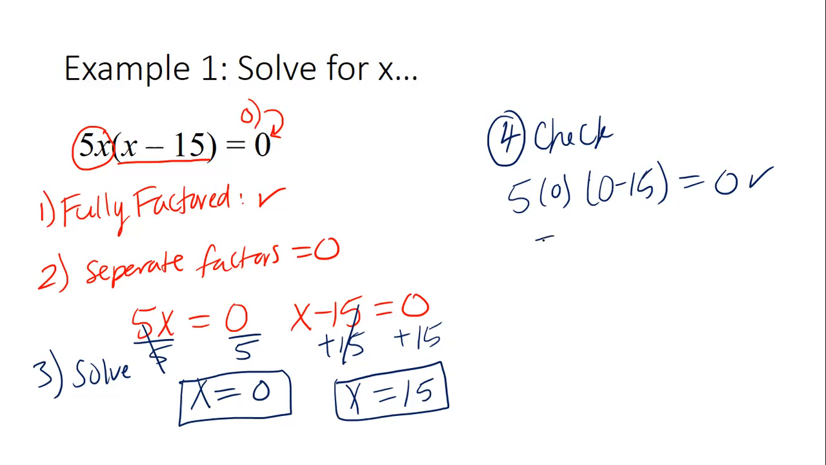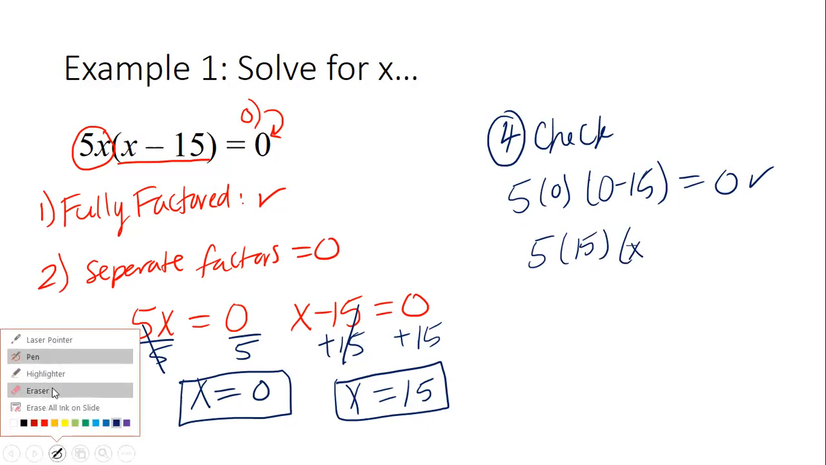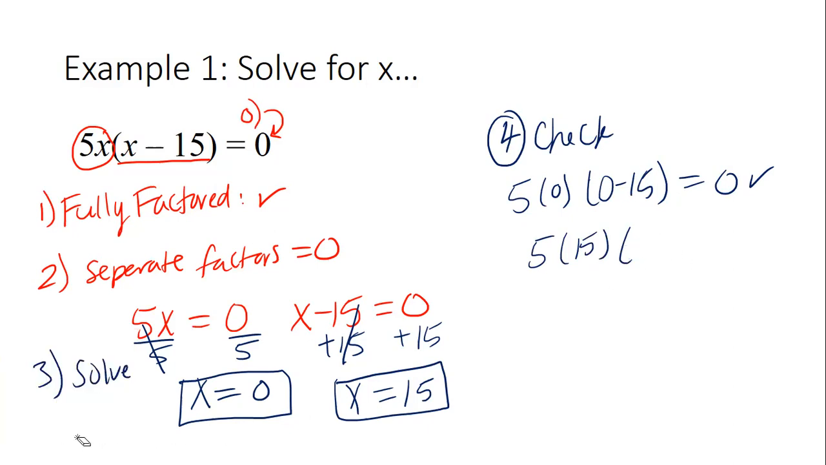I'm going to check 15. I have 5 times 15 times, that's not a 15, 15 minus 15. Does this equal 0? Yes, so that tells me I did it correct.